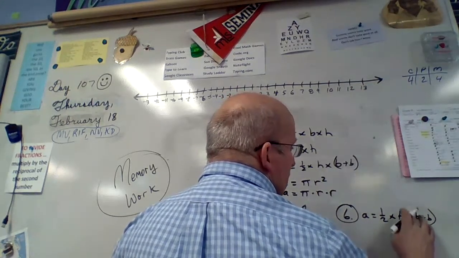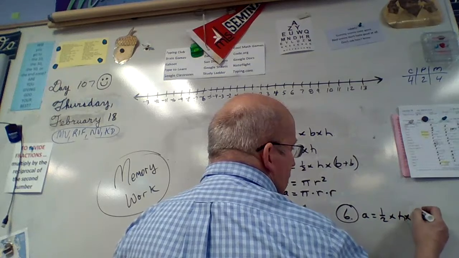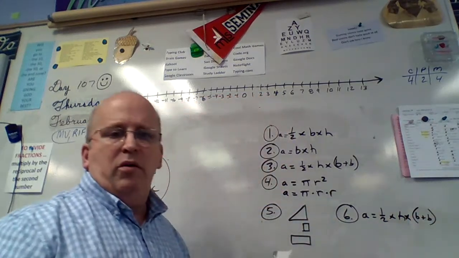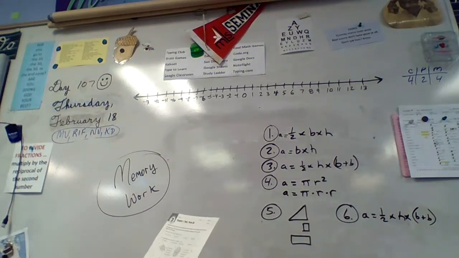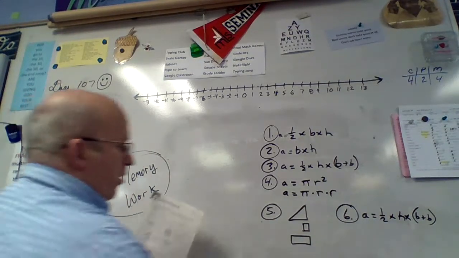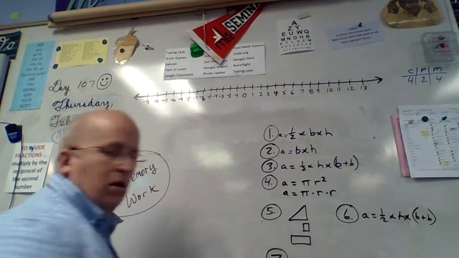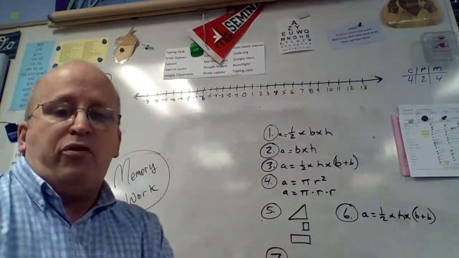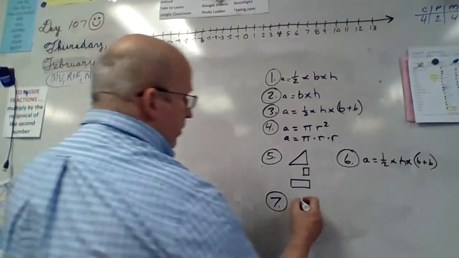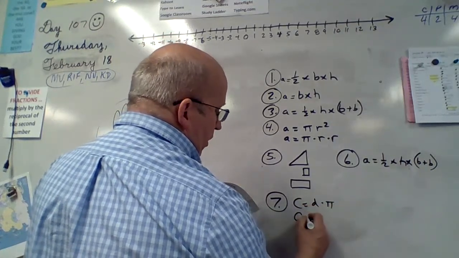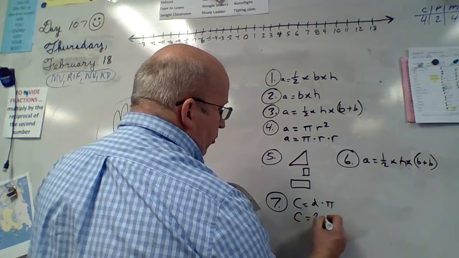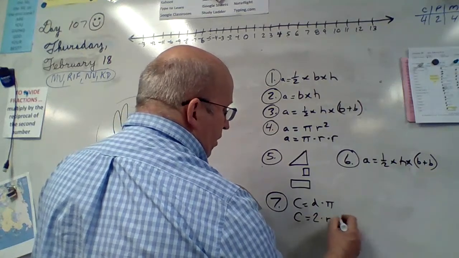That's a little messy. There we go. Can you see that? Looks like you can, hopefully. Number 7, do you remember how to do circumference of a circle? There's 2 formulas for circumference. One of them is circumference equals diameter times pi. The other one is circumference equals 2 times a radius times pi.